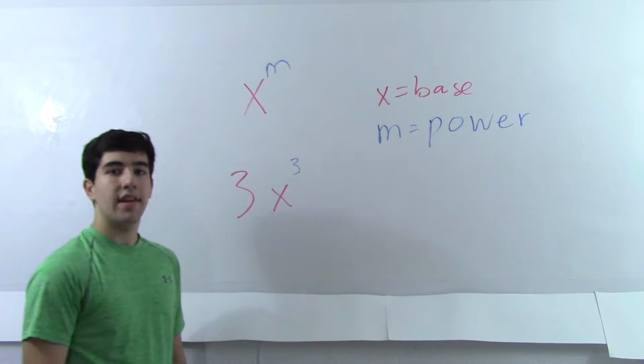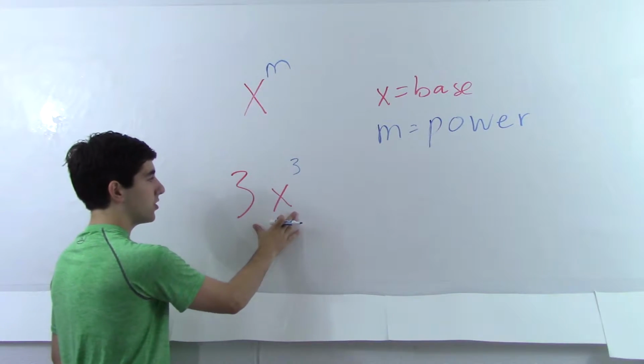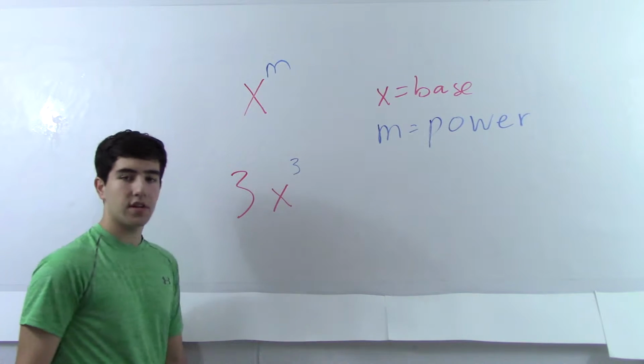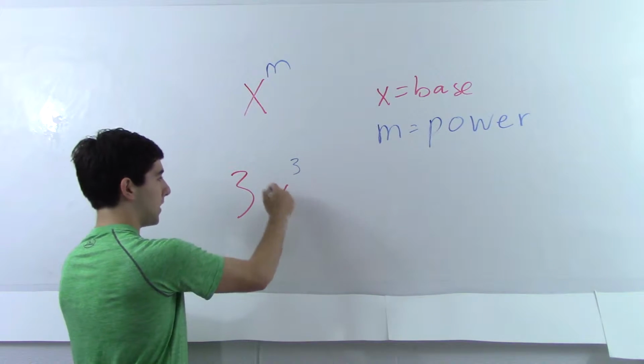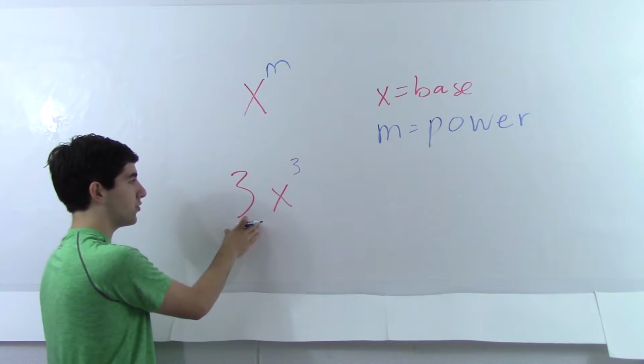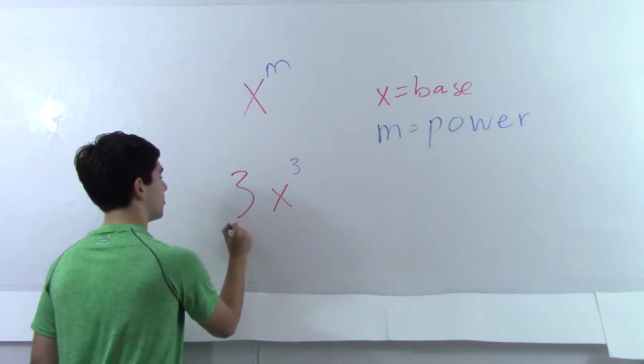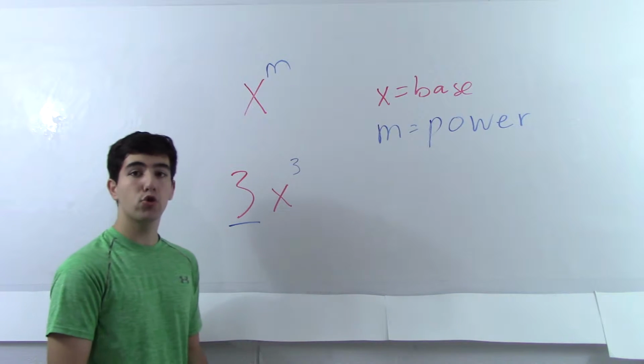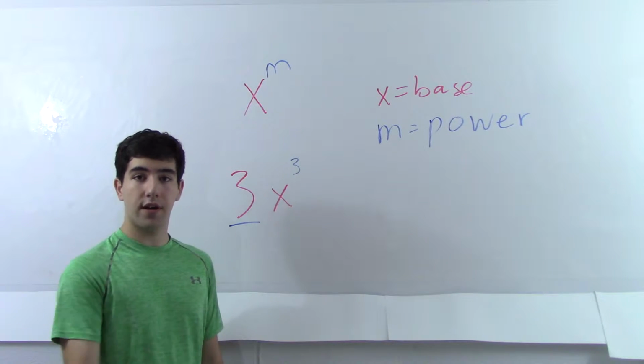4 times. Now, if you see a term like this, with your exponent to the third, this exponent only applies to this variable, the one it's on top of. It does not apply to this 3, and since it doesn't apply to that, this is known as our coefficient, usually the number in front of your variable.